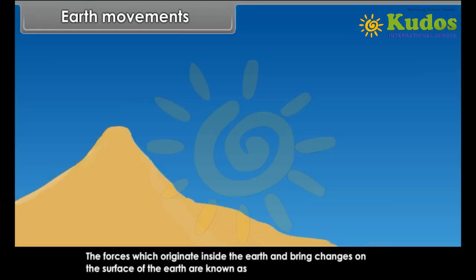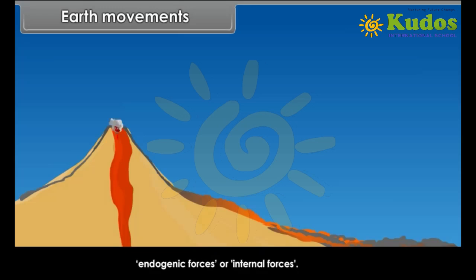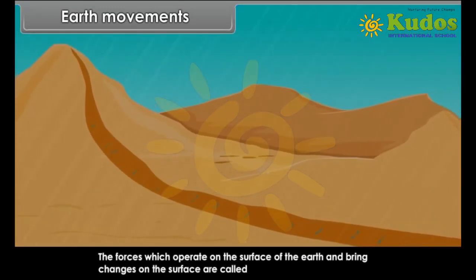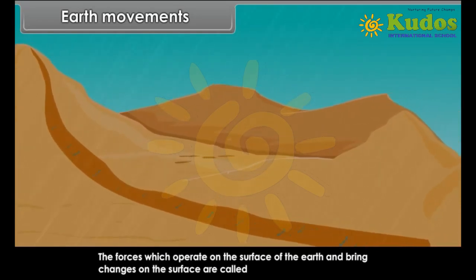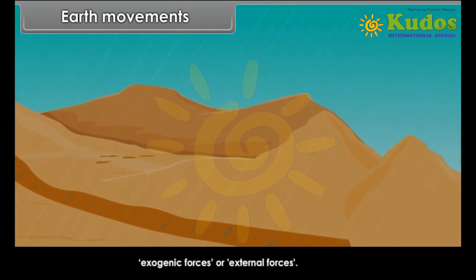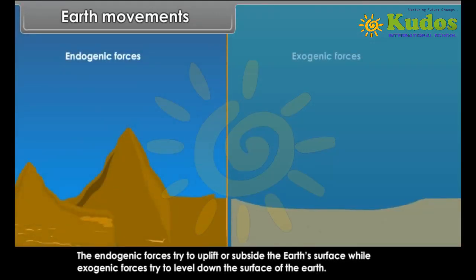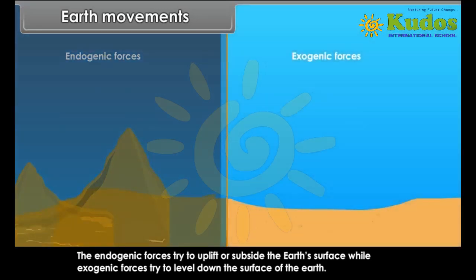The forces which originate inside the Earth and bring changes on the surface of the Earth are known as endogenic forces or internal forces. The forces which operate on the surface of the Earth and bring changes on the surface are called exogenic forces or external forces. The endogenic forces try to uplift or subside the Earth's surface, while exogenic forces try to level down the surface of the Earth.